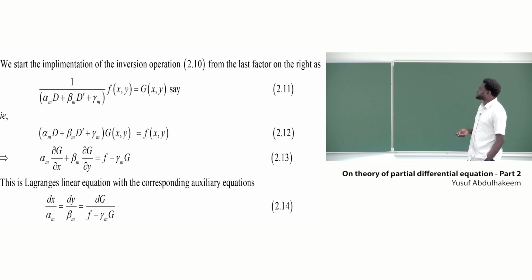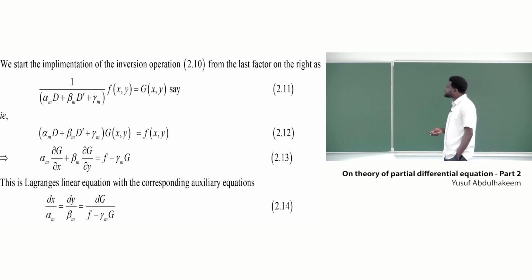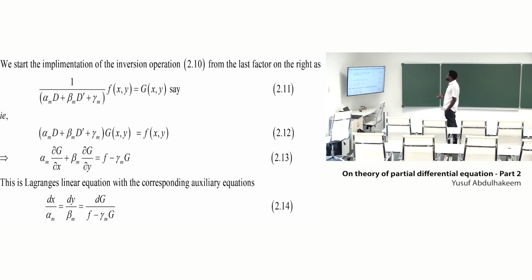Then we start by implementation of the inversion operation from the last factor on the right hand side. So here now, once we are able to determine our m, the next thing we are now going to do, we now do this assumption by multiplying this by the inhomogeneous part, and then we equate it to an arbitrary function, let's say g of x comma y. And of course, we know this equation in 2.11 is equivalent to what we have here.